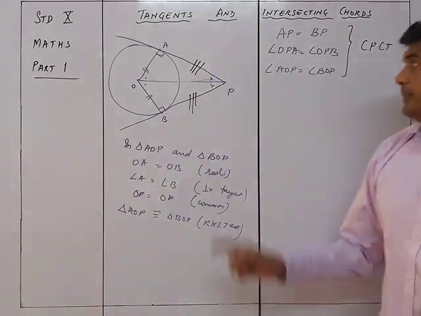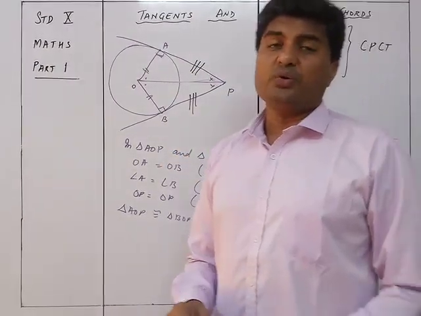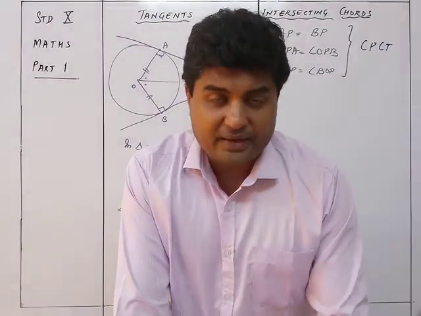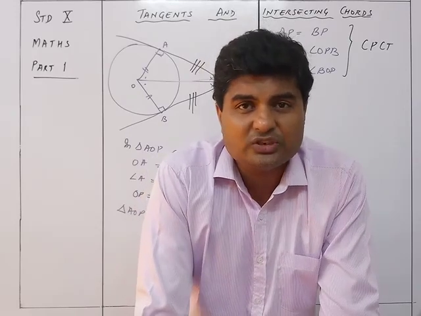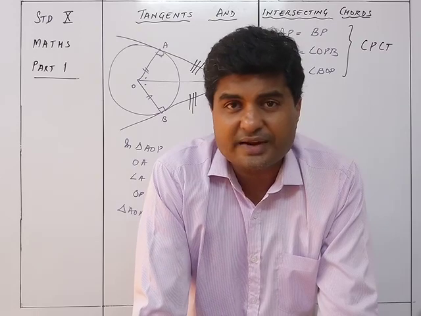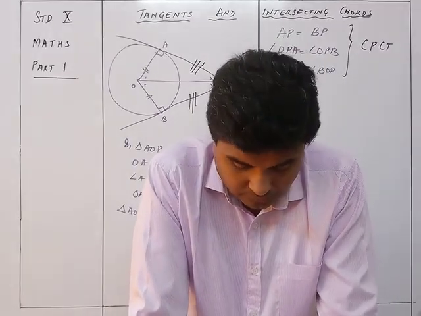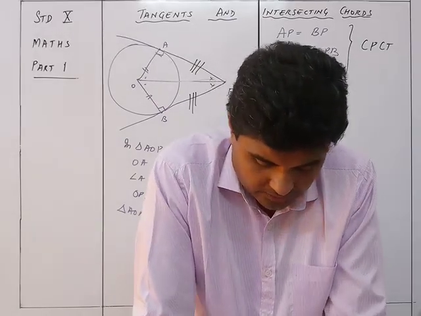That means that PA is equal to PB. Very, very important. You will use this many times. So that's why be more attentive when you are looking at this particular sum. If you see that there are two tangents drawn from a point outside the circle, then the two tangents are definitely going to be equal in length. So that's the corollary, the three corollaries which we have over here.